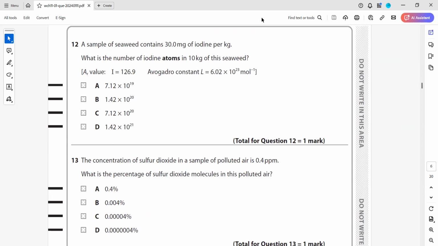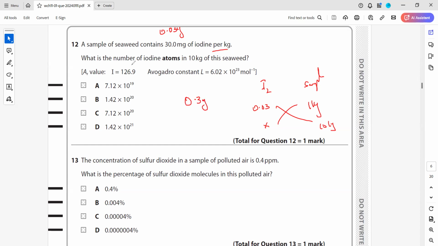A sample of seaweed contains 30 milligram of iodine per kg. What is the number of iodine atoms in 10 kg of the seaweed? So first, because this is in milligram, we convert into gram, we divide by 1000. So 0.03 gram per kg. Like the amount of iodine in the sample, if we have 1 kg sample, how much iodine is there? 0.03. If we have 10 kg sample, how much iodine will be there? X, cross multiply. So it will be 10 times, so it will be 0.3 gram. So 0.3 gram of iodine will be there.